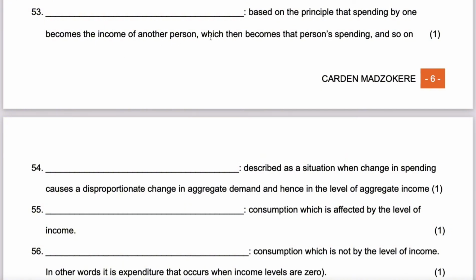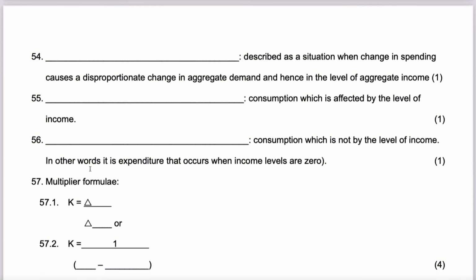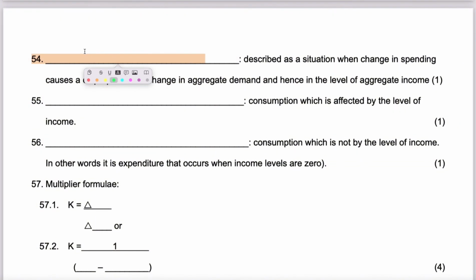Now, the last portion of our preparation is based on the principle that spending by one person becomes income of another person, which then becomes that person's spending, and so on. That's the multiplier. Then 54, described as a situation when a change in spending causes a disproportionate change in aggregate demand and hence aggregate income. That will be multiplier effect.